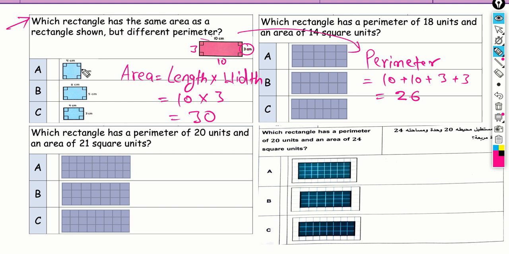Now here, 4 times 4, 16. So area is same? No. 6 times 5, 30. Area is same? Yes. Now check the perimeter. 6, 6, 5, 5. Now when you add this together, you will get how much? 6 plus 6 is 12, 5 plus 5 is 10, 22. So is this the same perimeter? This is 22, this is 26, not same. So that's your answer.